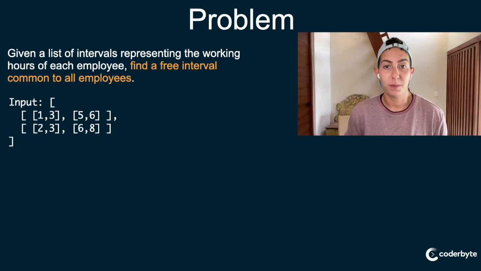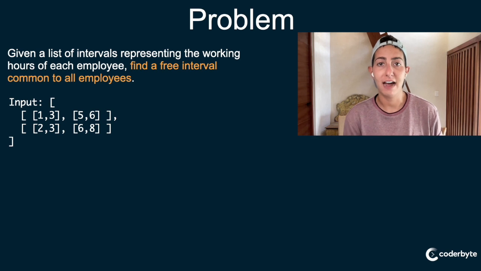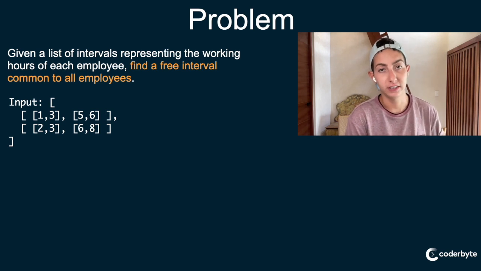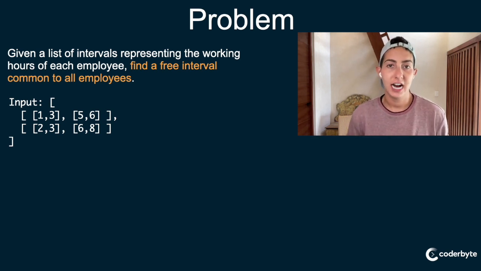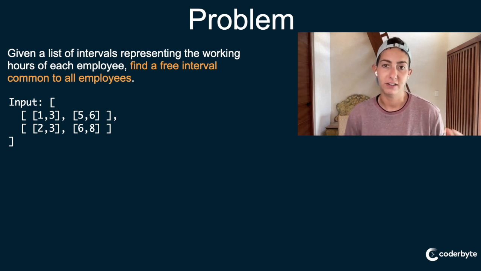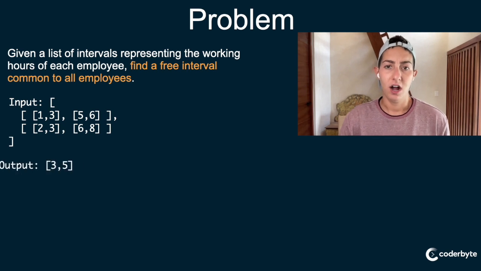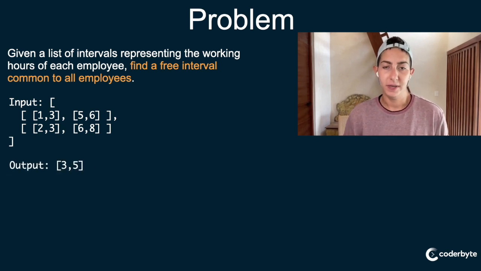This is similar to a problem I've actually already done on this channel, but it's slightly different, and I want to do it again to show that this absolutely fits into this sub-pattern of merge intervals, and how we could go about solving that using the scaffolding, our toolkit that we've already learned in our last couple videos, and just modifying it a little bit to figure out this particular problem. If we get this, our output is going to be 3, 5. Because that is the times that both employees are not working.